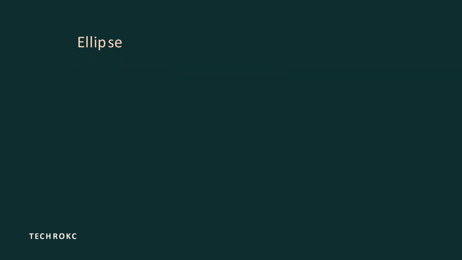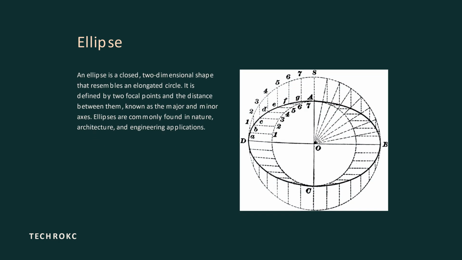The next geometric shape we'd like to talk about is the ellipse. The ellipse is a closed two-dimensional shape that resembles an elongated circle. It's defined by two focal points and the distances between them, known as the major and minor axis. Ellipses are commonly found in nature, architecture, and engineering applications.